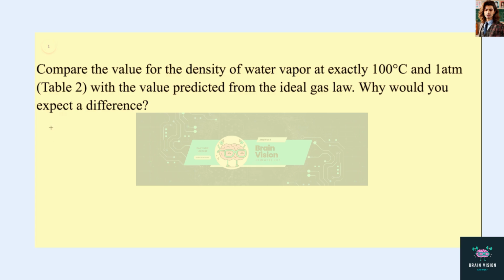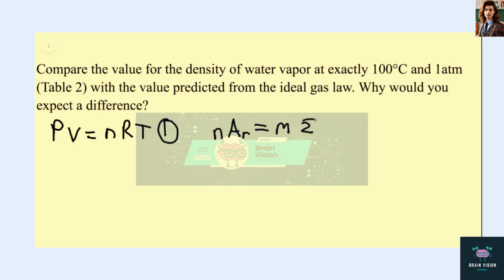We're going to start from the ideal gas law as expected. So pressure times volume is equal to nRT, and we're going to call that equation 1. We're also going to denote the equation that relates the number of moles to the mass: number of moles times the atomic weight, AR, is equal to mass, and that's equation 2.